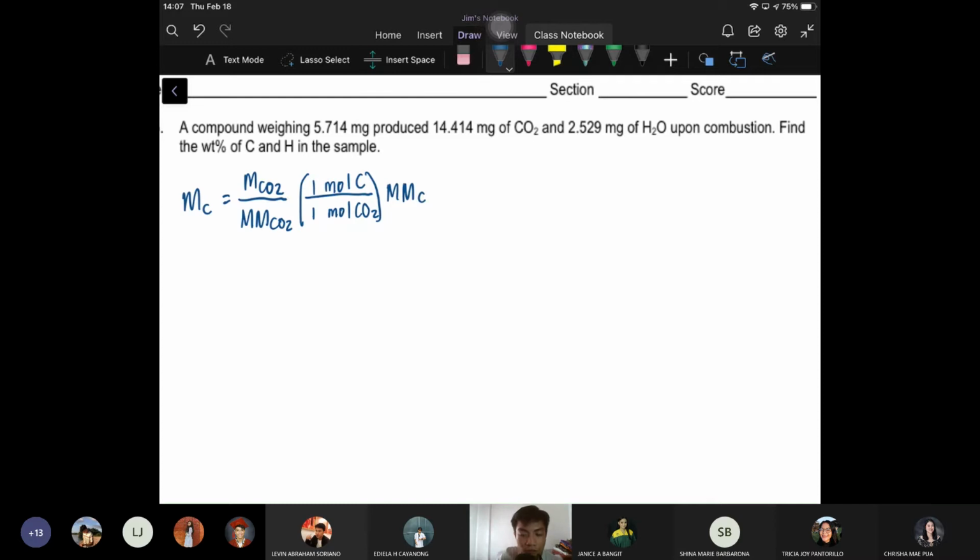What's next is for us to plug in all the numbers we need. What is the mass of carbon dioxide? The mass of carbon dioxide is 14.414 milligrams.